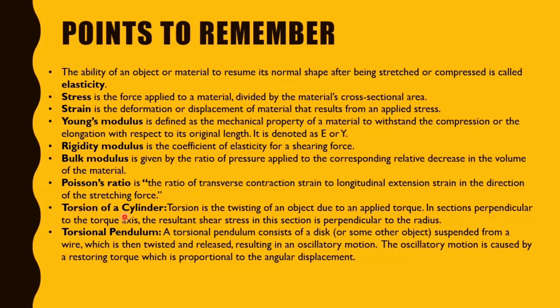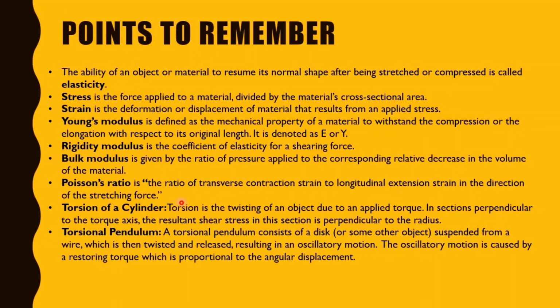And now we will learn about the torsion of a cylinder. Torsion is the twisting of an object due to an applied torque. So whenever the object twists due to the applied torque, that twist is known as torsion. In sections perpendicular to the torque axis, the resulting shear stress in this section is perpendicular to the radius.